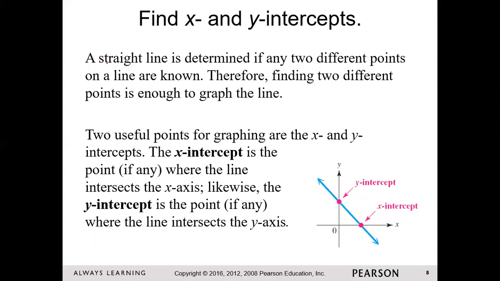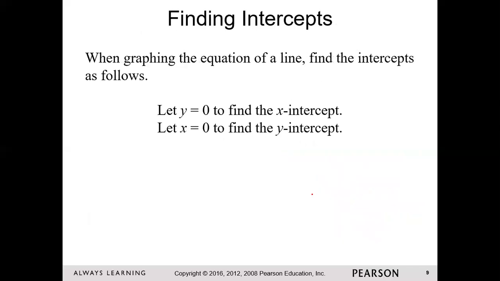Okay. A straight line is determined if any 2 different points on the line are known. Therefore, finding 2 different points is enough to graph a line. So the minimum that you need to be able to graph a line is 2 points. You graph 1 point, you graph another point, and then you connect the dots, and you will be able to figure out what direction it's heading in. The line has no shape, okay?